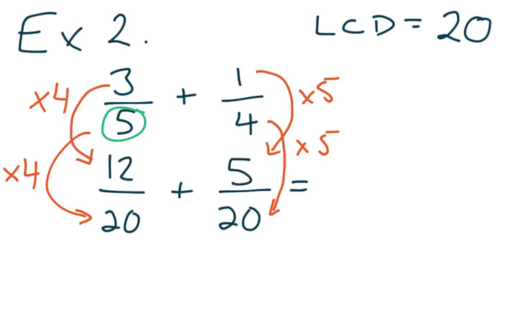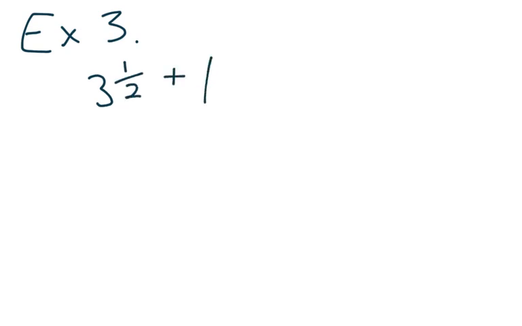Now that we've got 12/20 plus 5/20, we end up with 17/20 altogether. Okay, we check to see if we can simplify. We can't simplify 17 over 20, so that's our final answer. The third example I want to do with you guys is a mixed numeral example. So we've got 3 1/2 plus 1 5/8.